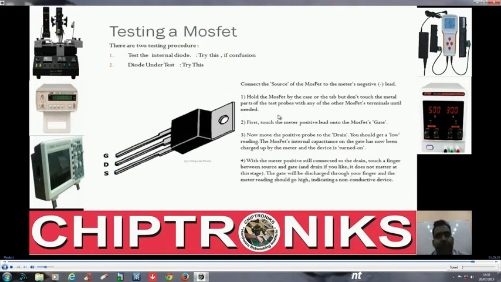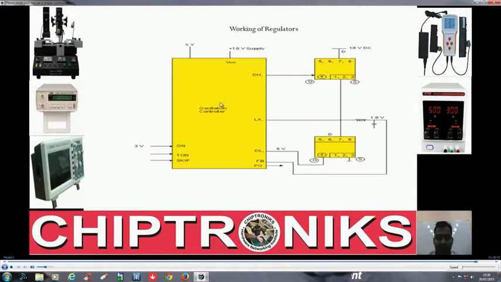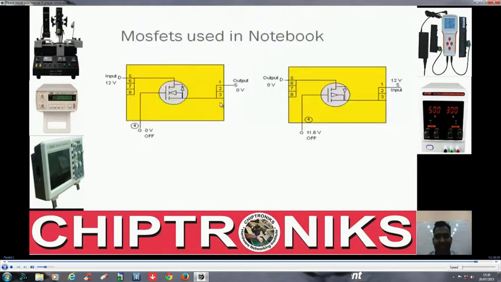Testing a MOSFET. There is a lot of confusion in the market about how to exactly test a MOSFET. We can test it using two procedures. In a notebook motherboard, the MOSFETs used have an internal damper diode, but this is not true for all MOSFETs, because not all MOSFETs have an internal damper diode. But for a notebook motherboard we can test the internal damper diode.